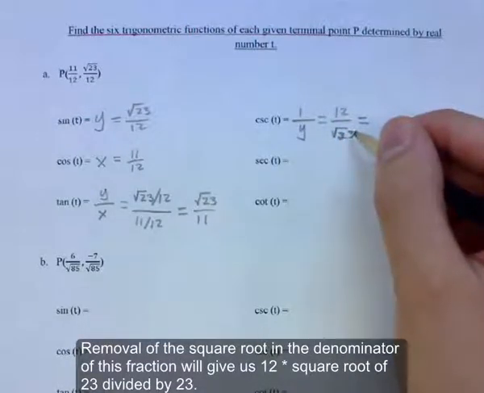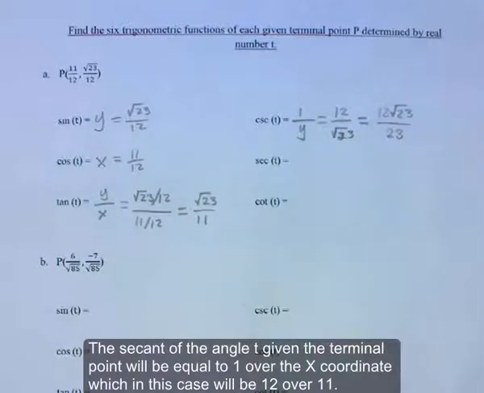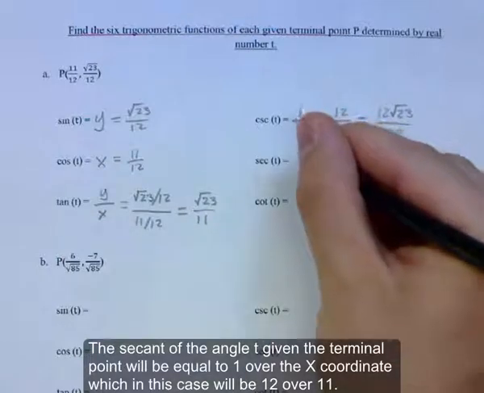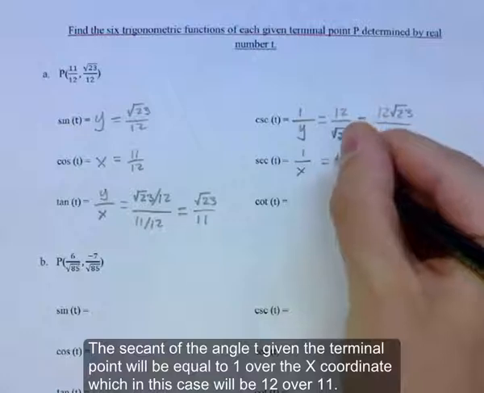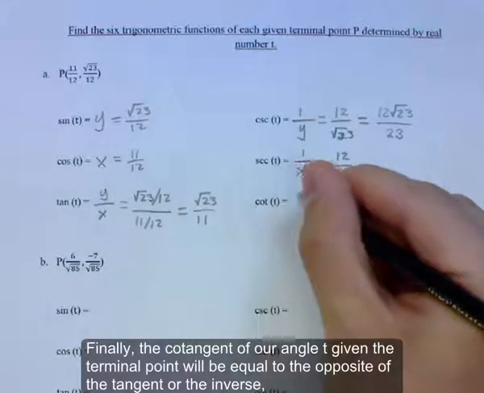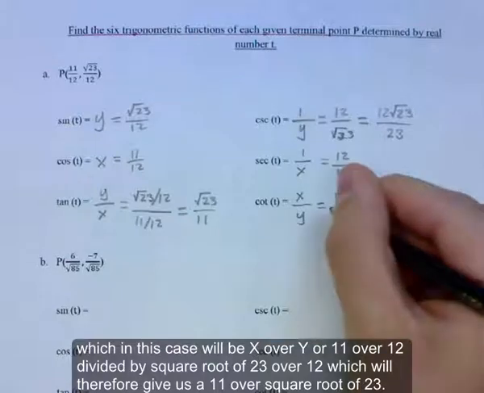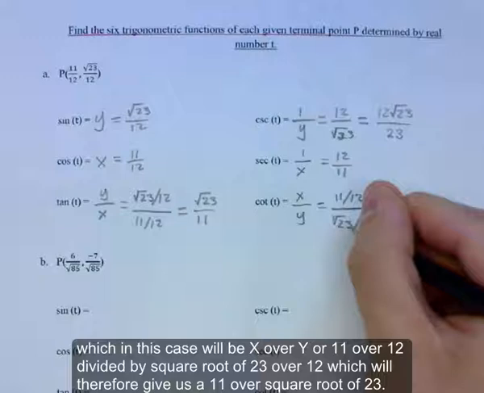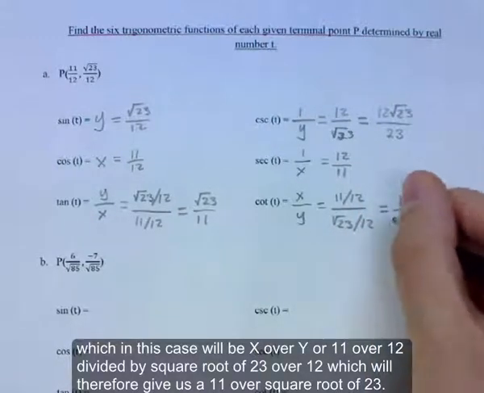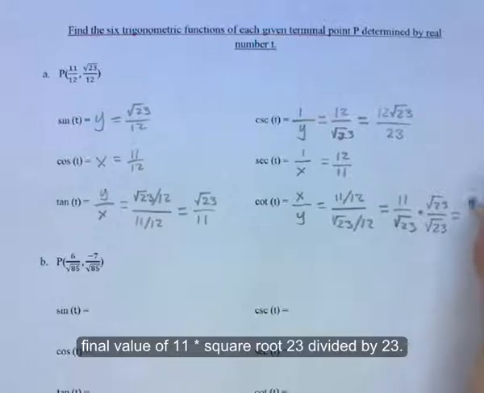Removal of the square root in the denominator of this fraction will give us 12 square root of 23 divided by 23. The secant of the angle t given the terminal point will be equal to 1 over the x-coordinate, which in this case will be 12 over 11. Finally, the cotangent of our angle t given the terminal point will be equal to the inverse of the tangent, which in this case will be x over y, or 11 over 12 divided by square root of 23 over 12, which will therefore give us 11 over square root of 23. Removal of the square root symbol in the denominator by multiplying by the square root of 23 over the square root of 23 will give us a final value of 11 square root 23 divided by 23.